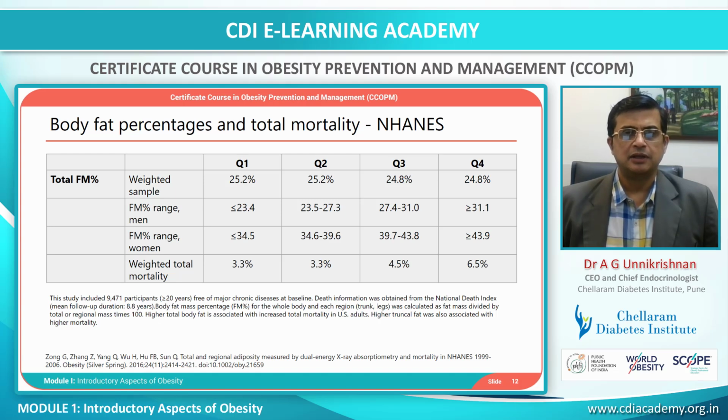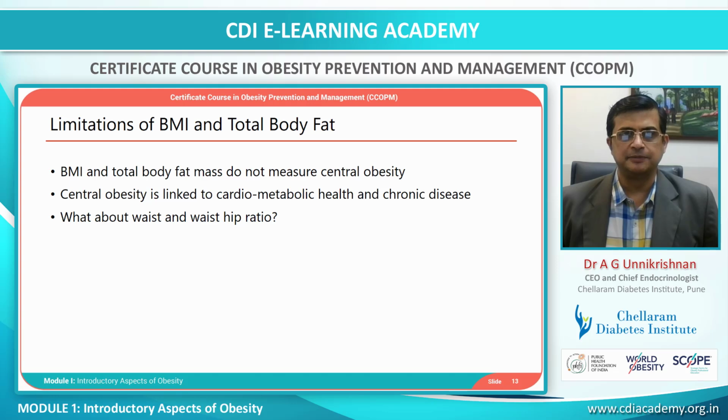In this study, as you can see, if you look at the highest quartile, the highest total body fat content is associated with increased total mortality in the US adult population. You'll also see, if you read the paper, that higher truncal fat is also associated with high mortality. So this is just to show you that body fat percentages correlate with mortality.